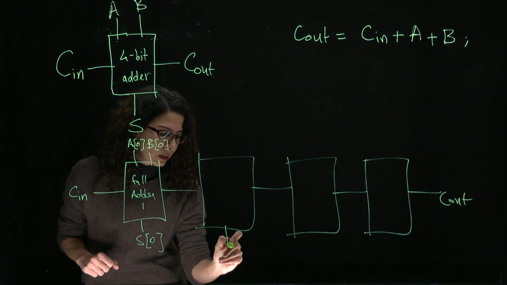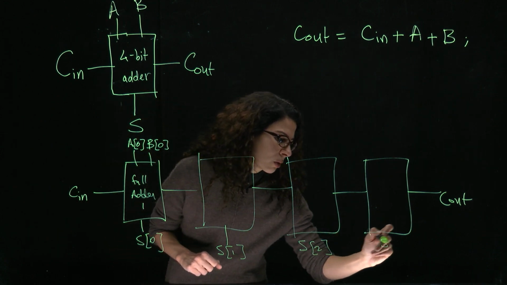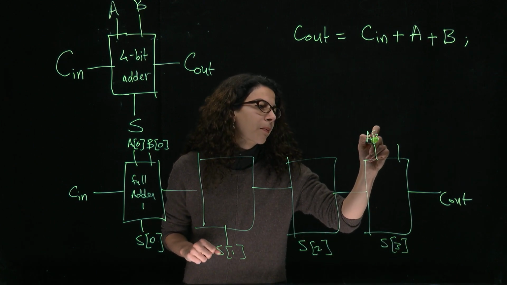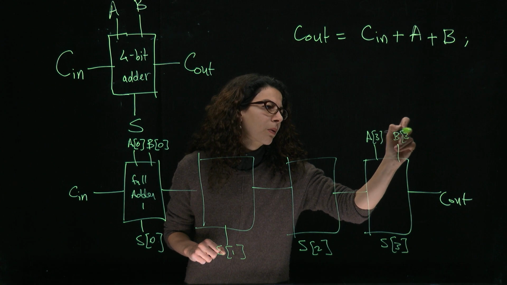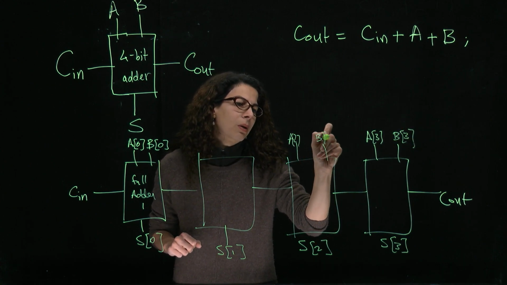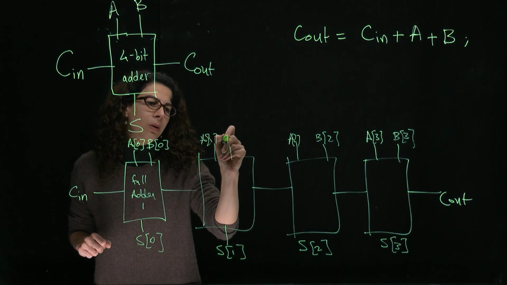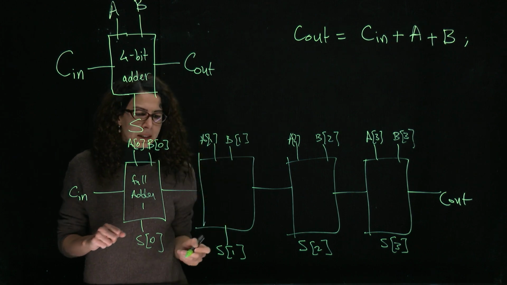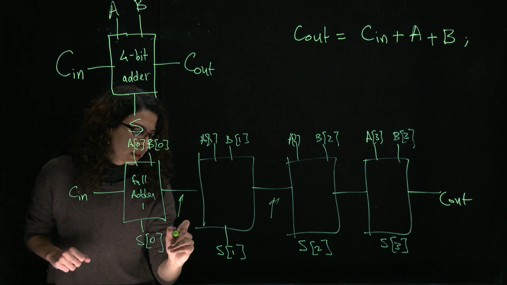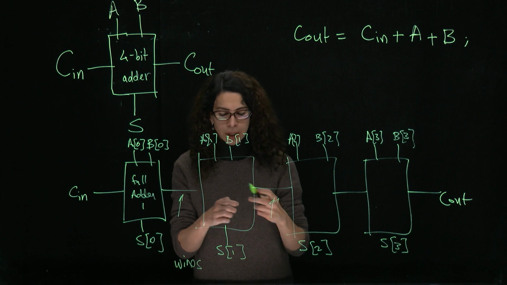And the sum bits here are S1, S2, S3. I need to define new variables here, which are basically wires that are making this structural design possible.